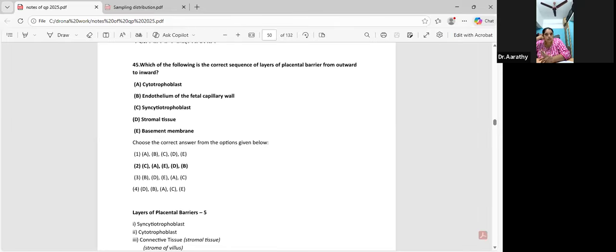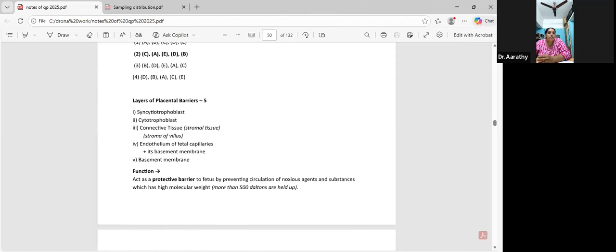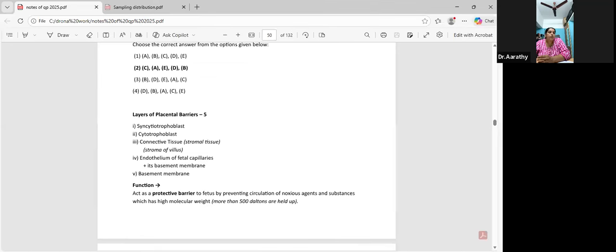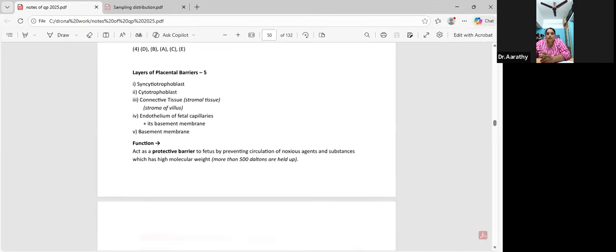Now you can check the order for that. The first one is syncytial trophoblast. Then obviously the next option should be cytotrophoblast. Then comes the basement membrane. Then comes the stromal tissue and then endothelium of the fetal capillary wall. The order worked out wonderfully. Okay, so the layers of placental barrier, 5. So this is how you come to it. Mostly such questions might have only one option with the combination working out correctly.